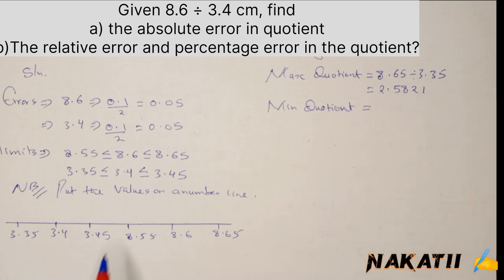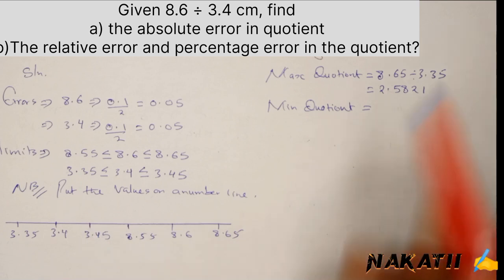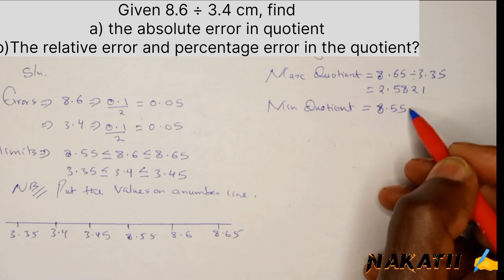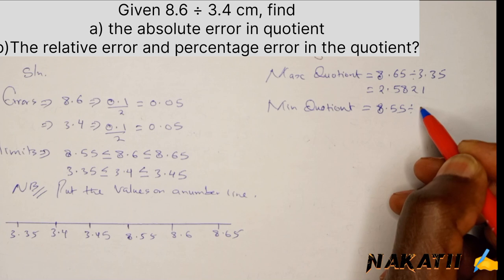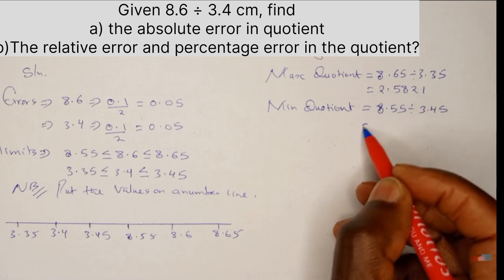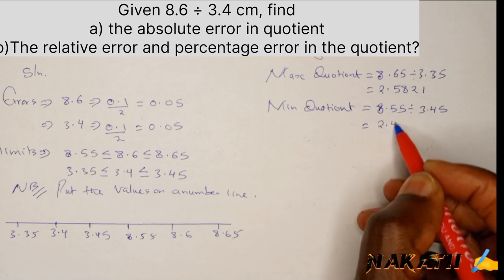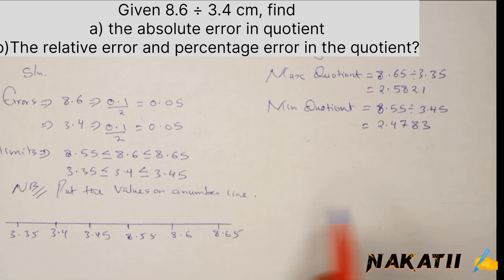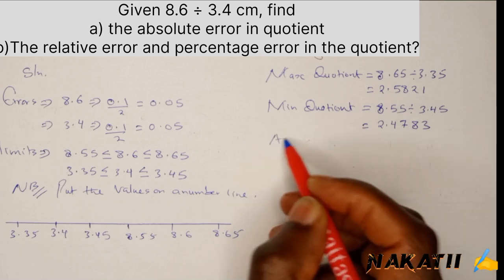Then we go to the minimum quotient. For the minimum quotient, you come to the middle of the number line. If you take this one and divide by this one, you get the minimum quotient. So if you take 8.55 divided by 3.45, we get 2.4783.